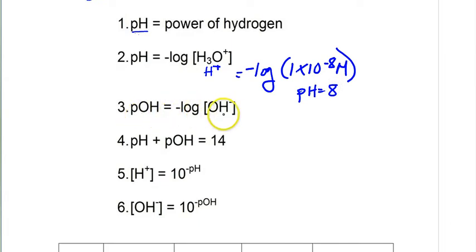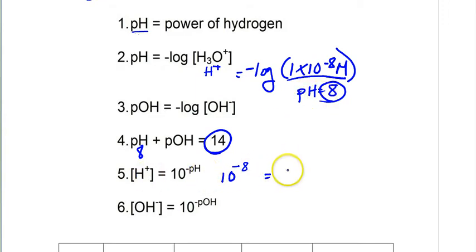pOH then is the negative log of the hydroxide ion concentration. The sum of pH and pOH should equal 14. So if I have a pH of 8, then my pOH is going to have to then be 14 minus 8 in order for me to get a total sum of 14, which makes sense. And then if you are ever given the pH, so again, like a pH of 8, you could then take 10 to the negative 8, which is the pH, to get your, then back to your hydrogen ion concentration. And the same thing too goes for hydroxide.